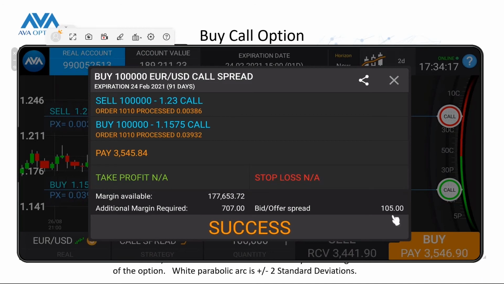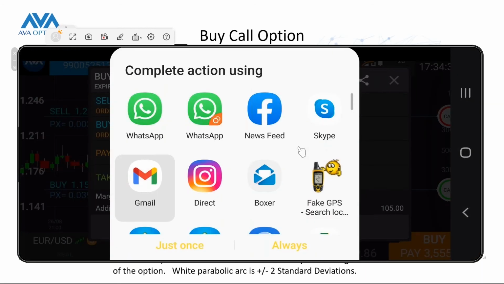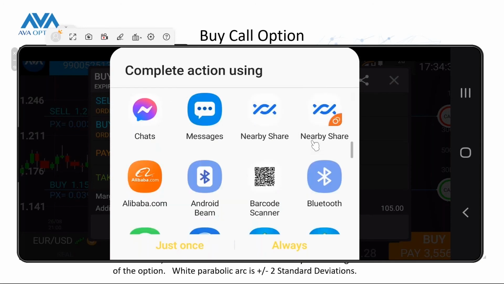We give improved pricing on one of the legs if you execute with the app and you're buying one leg, selling one leg. It tells you how much margin is available, how much margin you need for this trade. And if you really like the trade, you can click the sharing icon and share it with your friends using your phone, using your favorite apps. Okay?